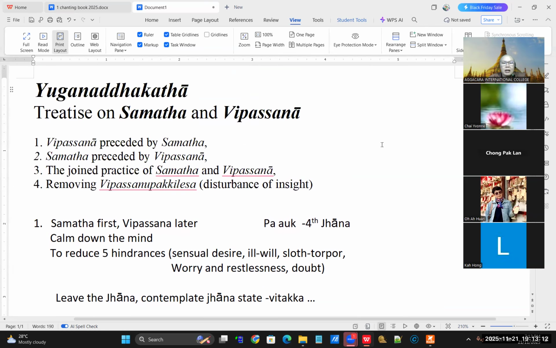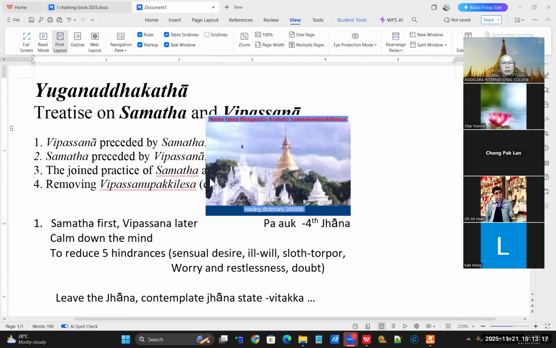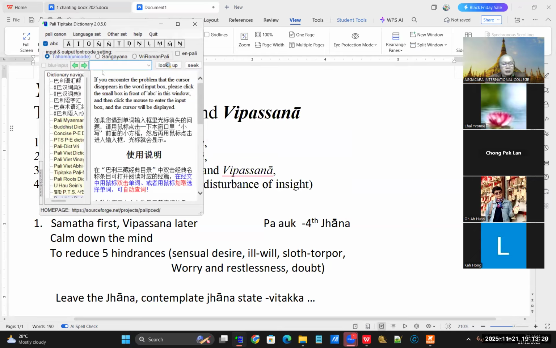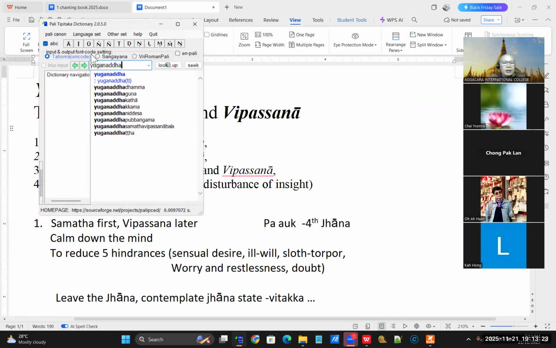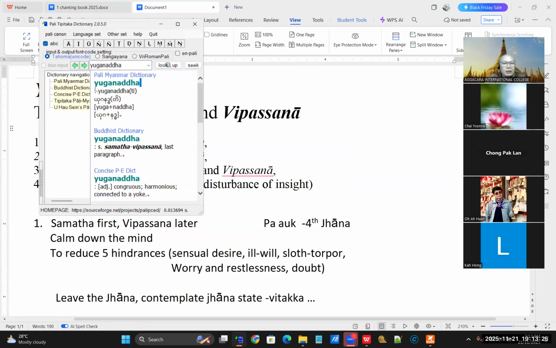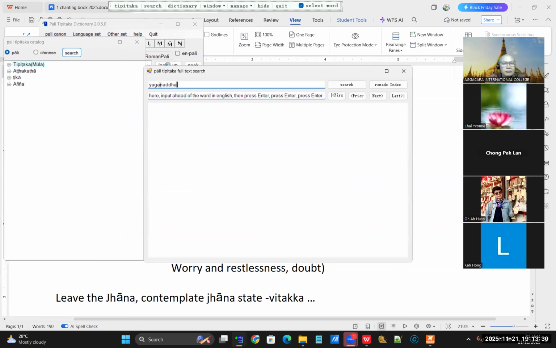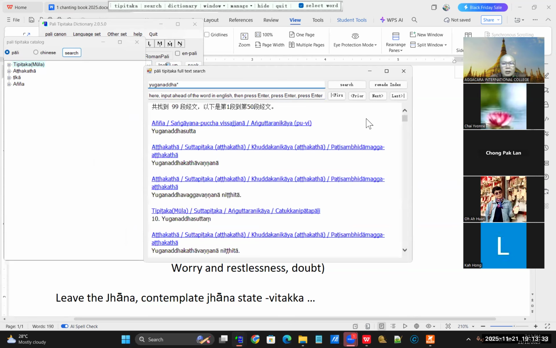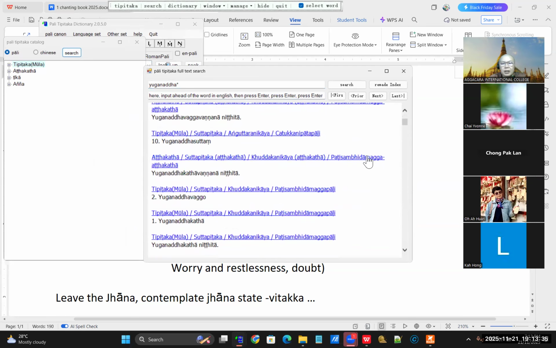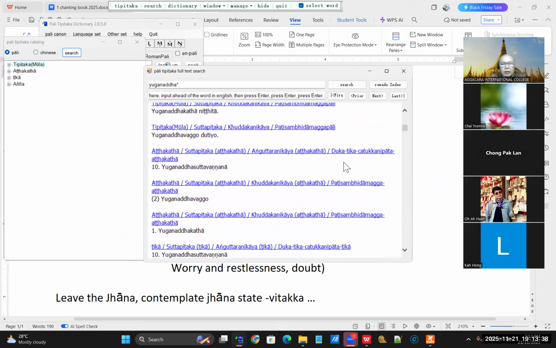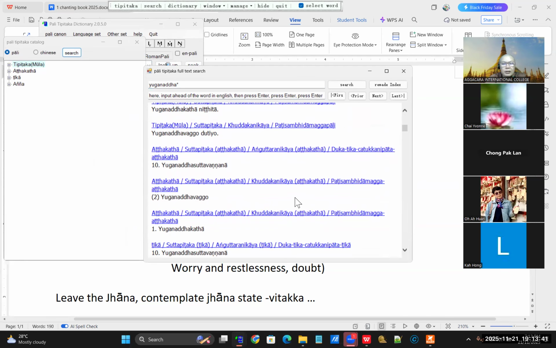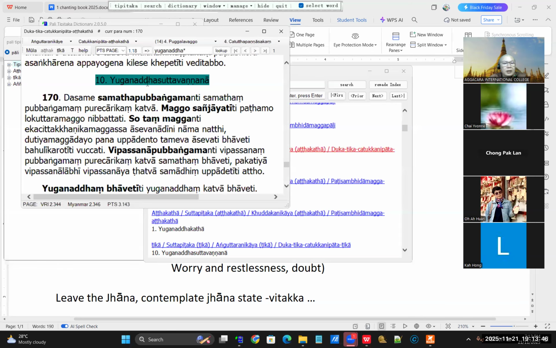Because remember, this sutta, you can find somewhere in the Anguttara. It's preached by Ananda, but Ananda normally heard from the Buddha. Okay, I think it's somewhere here. It is in the Patisambhida Magga, expounded by Sariputra, and you can find it in the Anguttara Nikaya. Okay, so it's called the Yuganaddha Sutta. Yeah, correct.